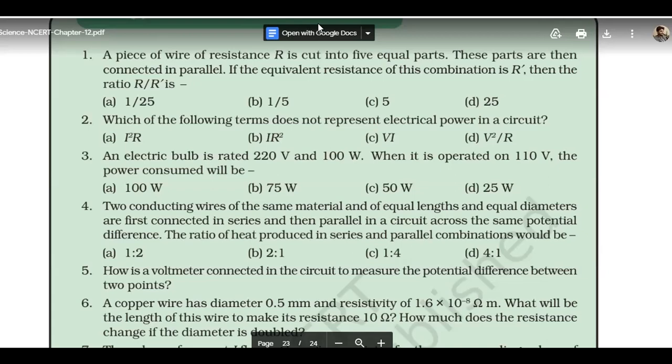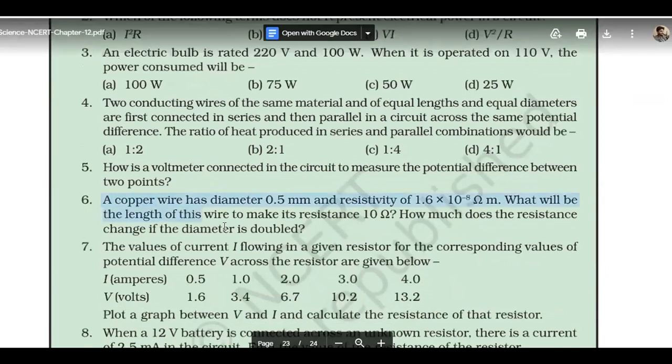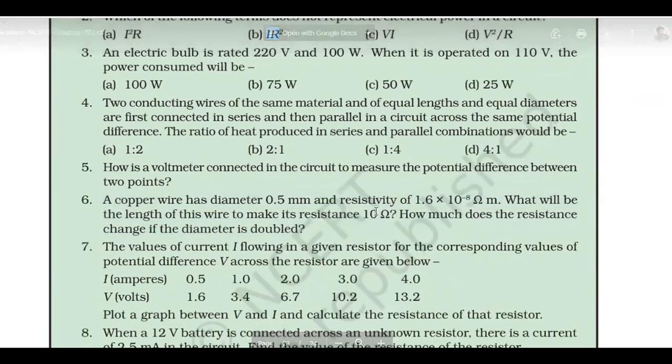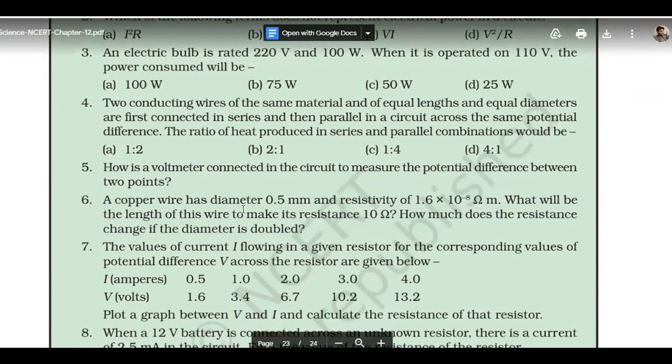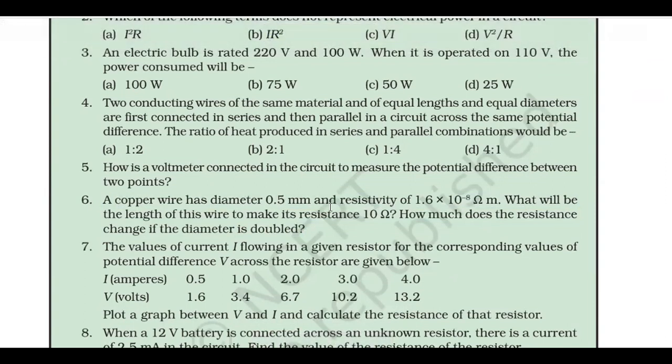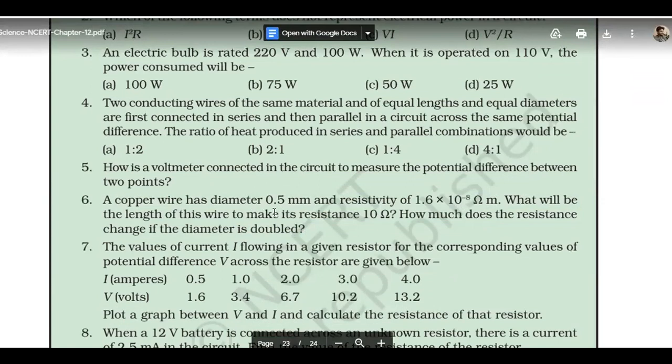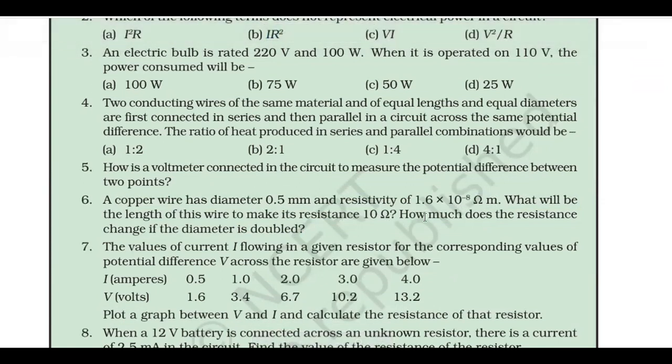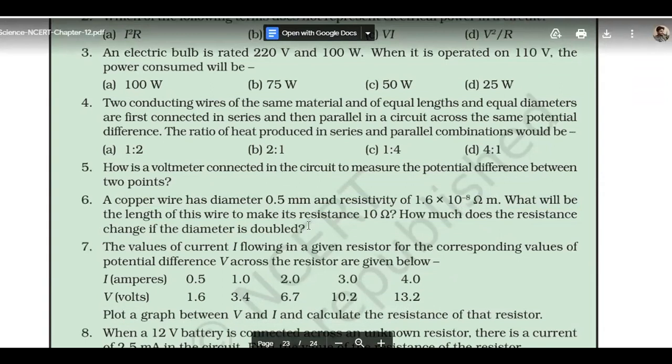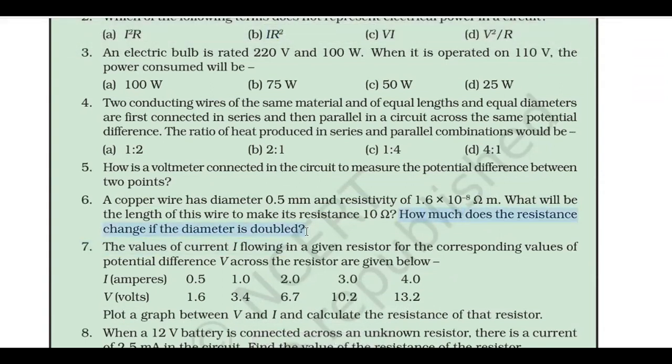Okay. Try to solve this question, that is 6, and that is very important. Here you need to find the a copper wire has a diameter of 0.5 mm and resistivity is 1.6 ohm. What is the length of the wire when the resistance is 10 ohm? And how much does the resistance change if the diameter is doubled? So वो बात की बात है, ये वाला पार्ट हम लोग बाद में करेंगे.